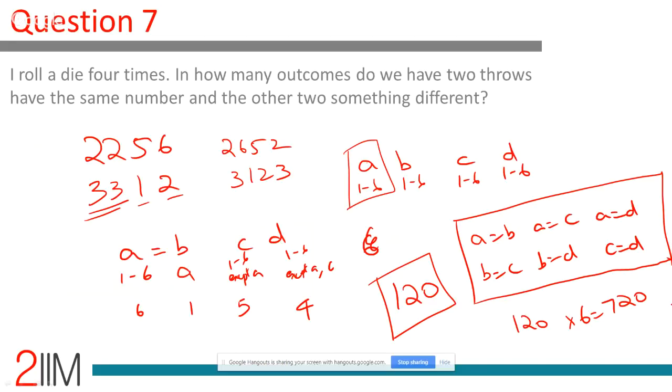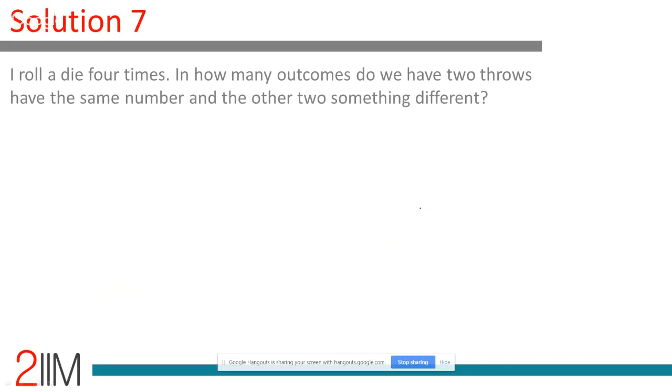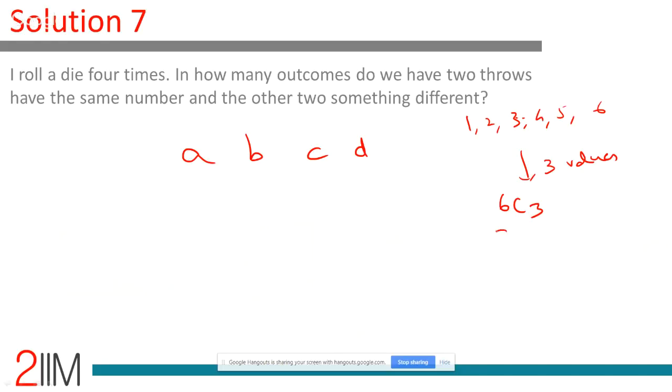That's one approach. Other approach is we have 4 A, B, C, D. Now, don't think about A, B, C, and D. Think about from 1 to 6. For our number, we need to have 3 values. Select them. In how many ways can they be done? 6C3. And so we need to have 3 values out of these coming to us. Right? So we have 1 repeating, so we need to select 3. In 6C3 ways, we are probably left with say 2, 3, and 5.